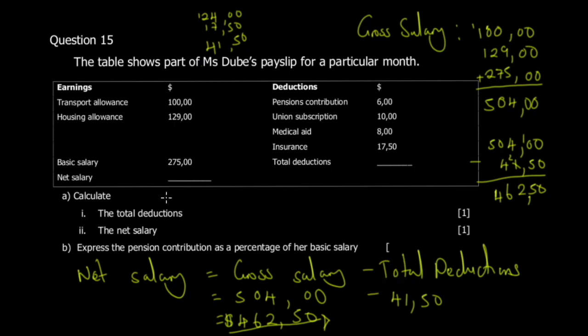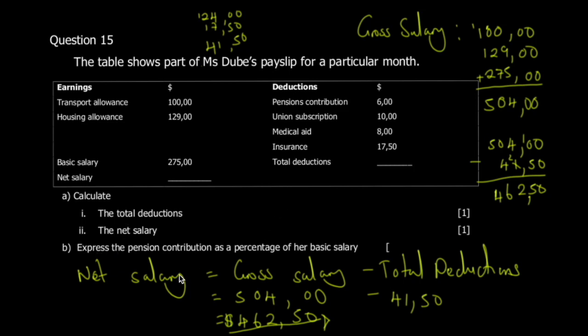So yeah, just a recap. This one was tricky. You had to recognize that basic salary is not the same as gross salary. The gross salary includes all allowances, all bonuses, all overtime payments. So all those are included here, and you have to find the gross salary first, and then you check the deductions. So that will be it. So let's move to the B part.